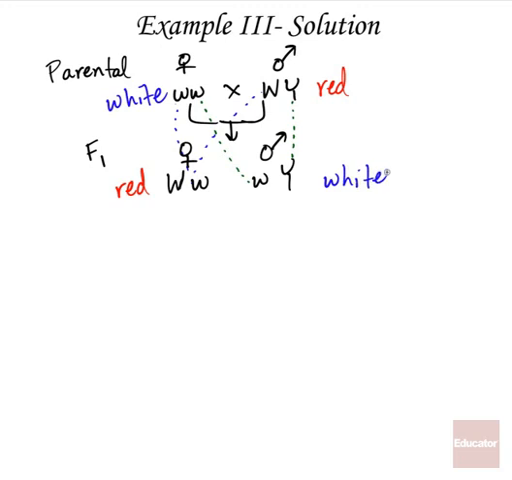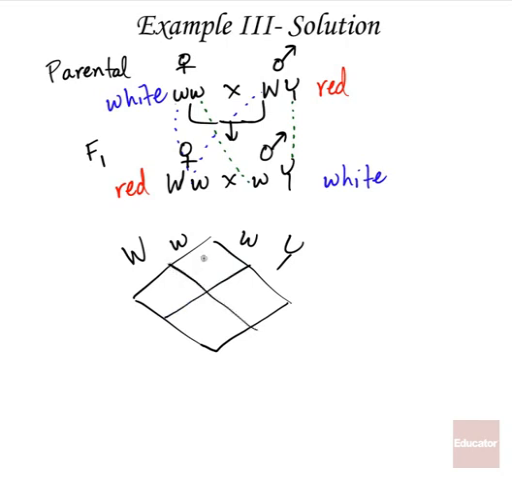Now, if we mate these two together, okay, what are our options? If we do our Punnett squares, now what we can see here is that we have 2 boys, 2 girls, so 2 females, 2 males.